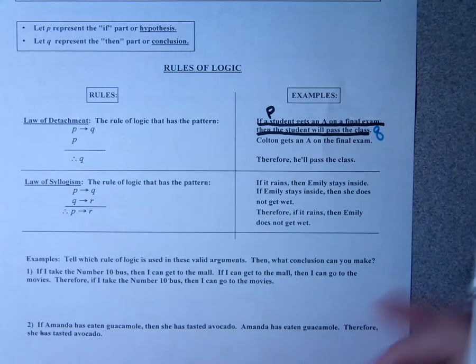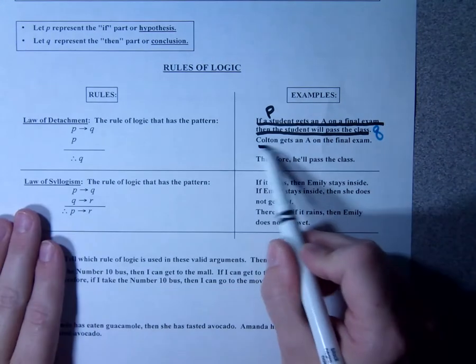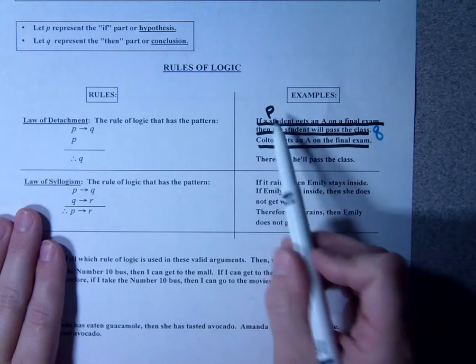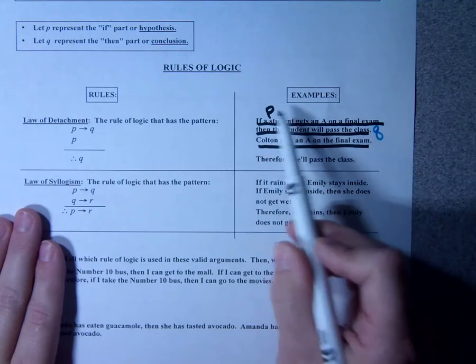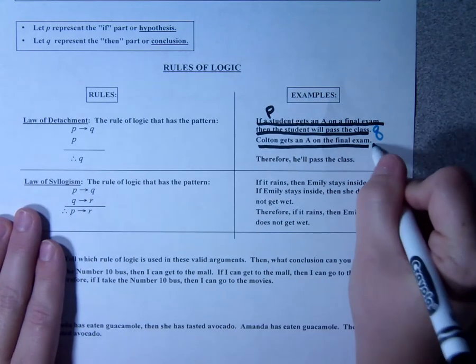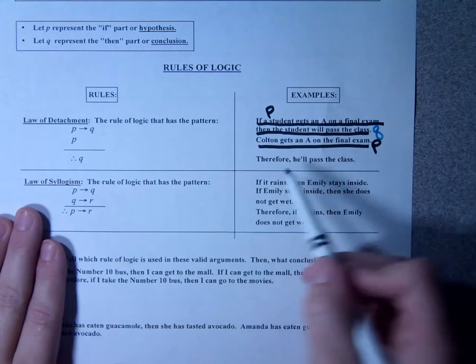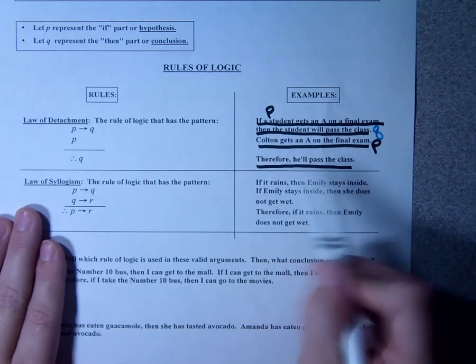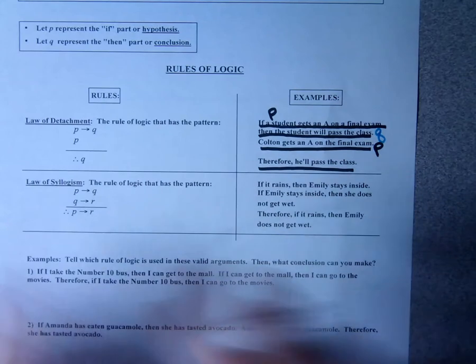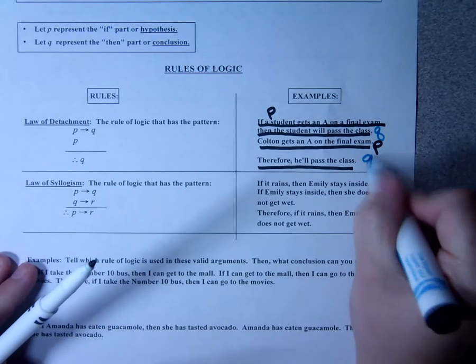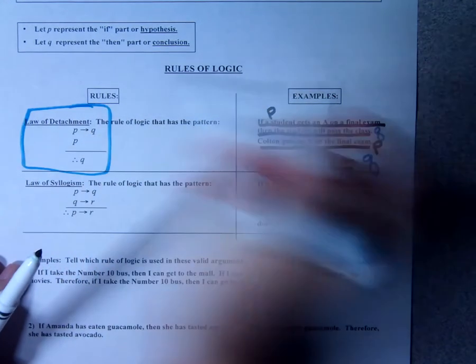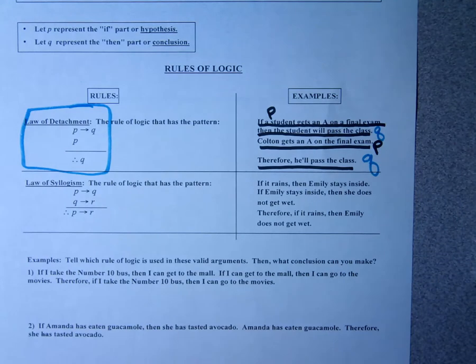That's the Q. And then when it says that Colton gets an A on the final exam, which one talks about getting an A on the final exam, P or Q? So I'm back to P again. And then this therefore he'll pass the class. Which one talked about him passing the class? Q. So I'm back to Q. This is the law of detachment, which talks about if P happens, Q's going to happen. P happened, therefore Q's going to happen.